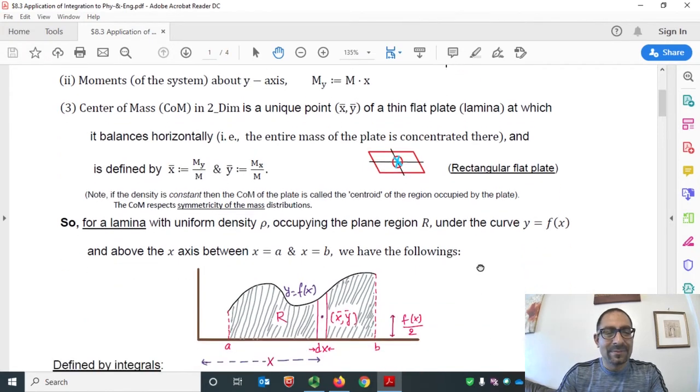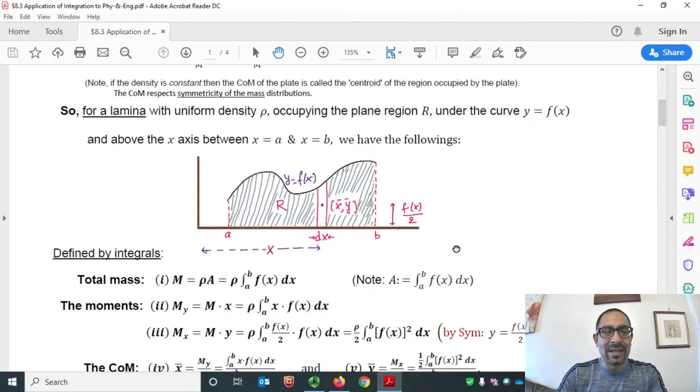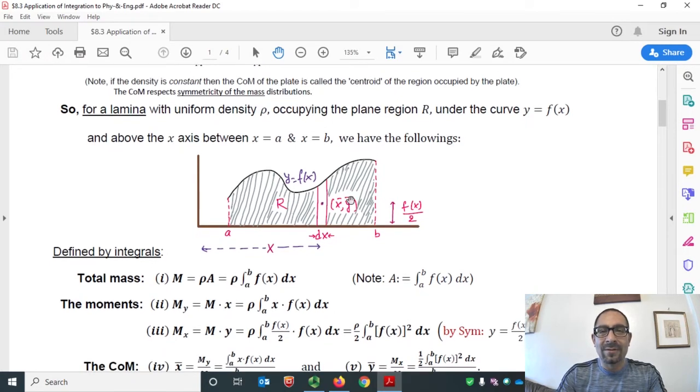Let's move on. For a lamina with uniform density rho occupying the plane region R under the curve y equals f(x), between the two lines x equals a and x equals b, above the x-axis, we have the following. In this diagram, our flat plate occupies this region R, which lies below the graph of y equals f(x), above the x-axis, and between the lines x equals a and x equals b. Then we compute the following using integrals.